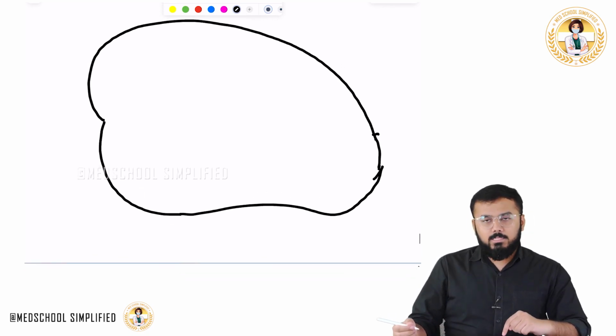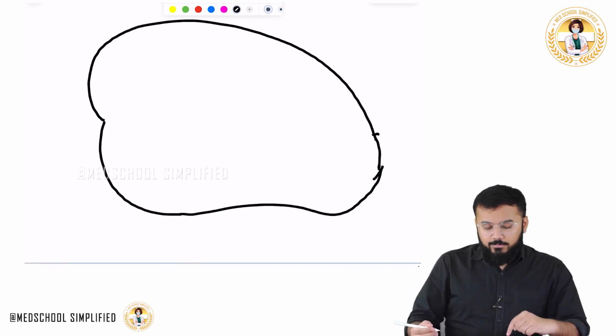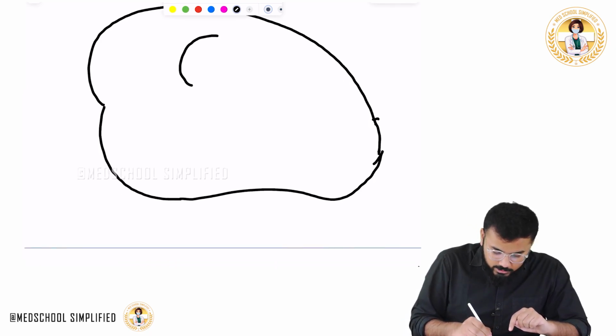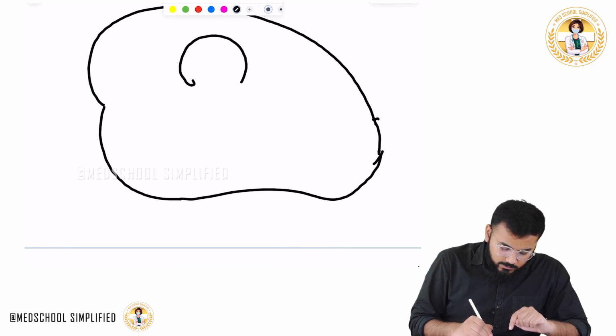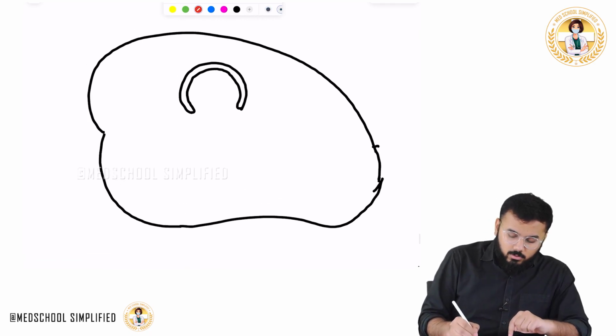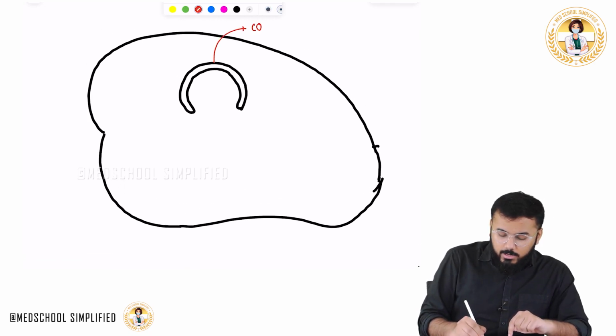So this is your medial surface, right? What is the difference between the supralateral and medial is that in the medial surface here we have got a structure like this. This structure which you can see right now is nothing but called as your corpus callosum. Okay, so this structure over here is called as corpus callosum.